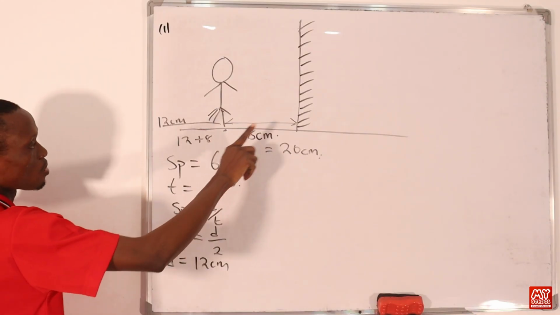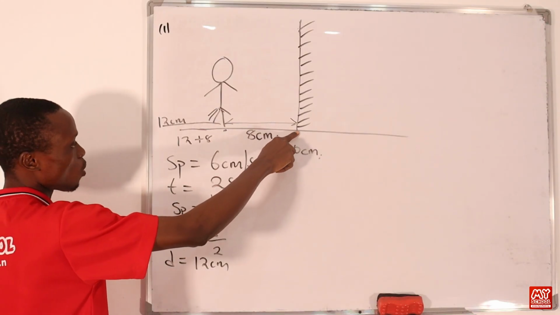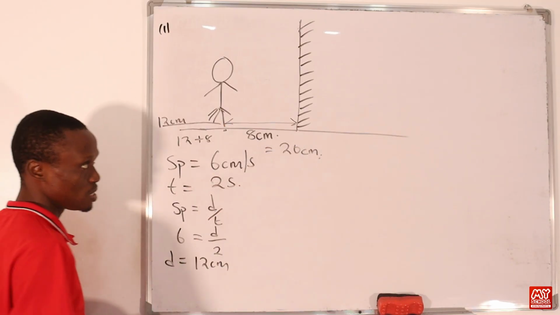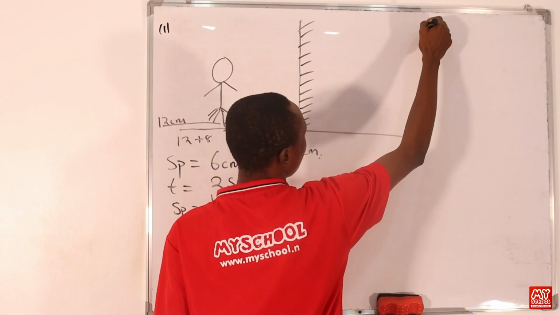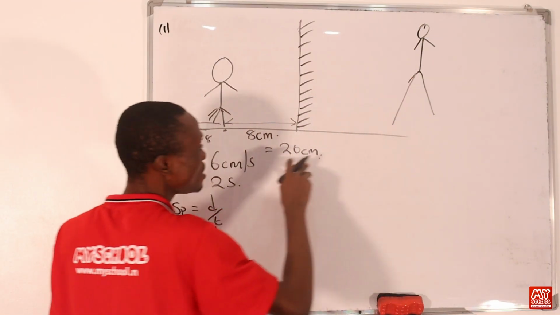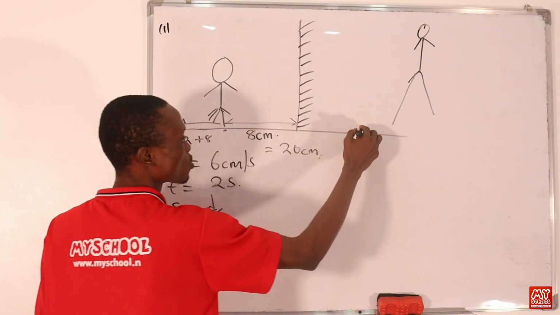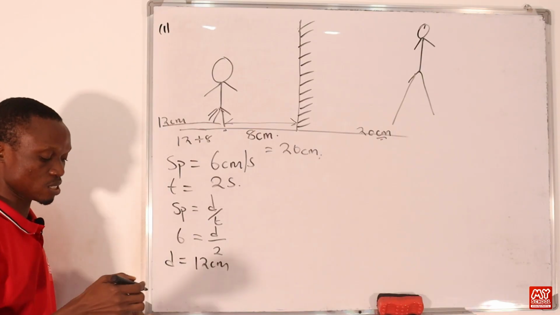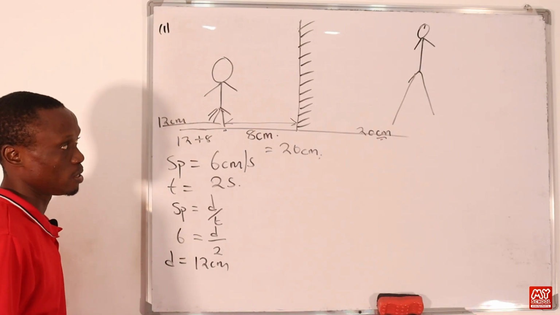So in this case, the distance separating the object and the mirror is equal to 20 centimeters, that means the distance separating the image, so let this represent the image, and the mirror will also be 20 centimeters according to the characteristics of images formed by plane mirror.